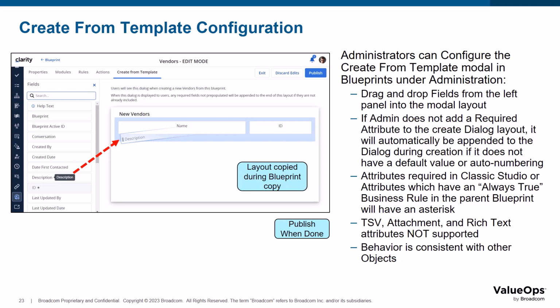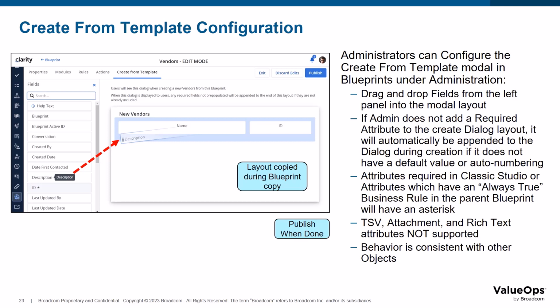If the administrator doesn't add one of the required attributes into the Create layout and there are no defaults set up for that attribute, either in Studio or auto numbering, what will happen is during runtime, when the user tries to create an instance of this object, the attribute that's missing will be automatically appended at the bottom of the Create dialog.